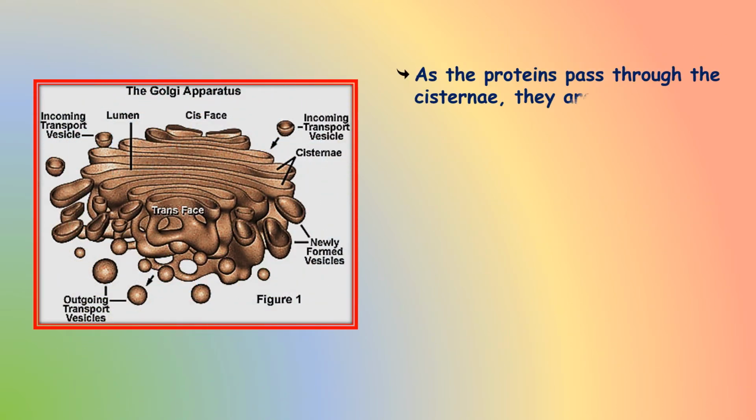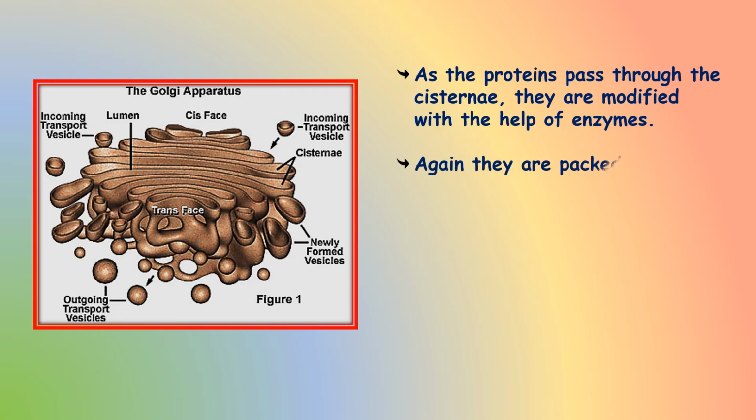As the proteins pass through the cisternae, these parallel sheets, they start modifying because of the enzymes present there. Again, they are packed in vesicles. If you can see the newly formed vesicles. Okay, so we have vesicles coming from the ER, passing through all those cisternae, and then again forming vesicles and coming out of the Golgi complex.